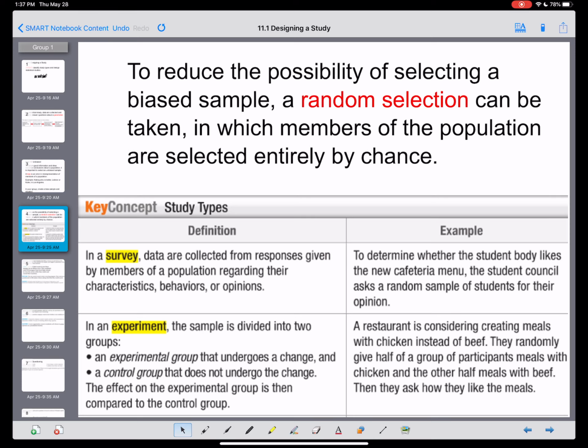To reduce the possibility of selecting a biased sample, a random selection can be taken. So we want to take people randomly. We don't want to necessarily ask our friends or family members, right? We want to ask people at random.